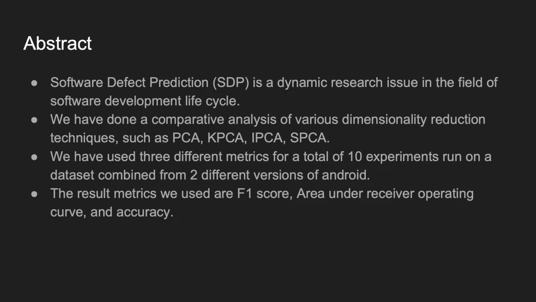Starting with the abstract idea of the paper, here are some key points. Software defect prediction is a dynamic research issue in the field of the software development lifecycle. We have done a comparative analysis of various dimensionality reduction techniques such as PCA, KPCA, IPCA, and SPCA. We have used these three different metrics for a total of 10 experiments that we have run on two different versions of Android. The result metrics are compared using the F1 score, the accuracy, and area under the receiver operating curve.